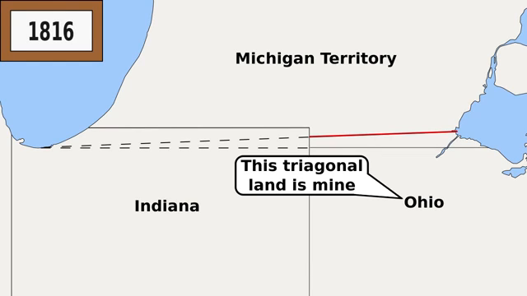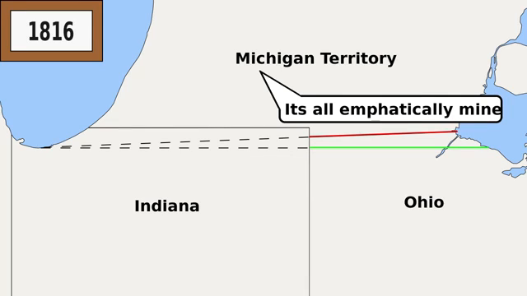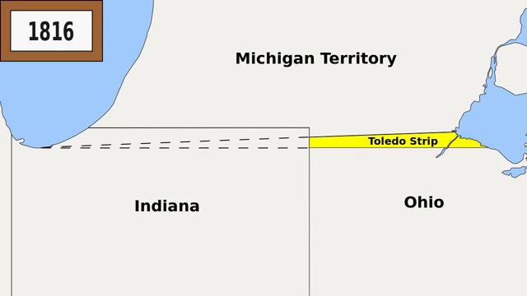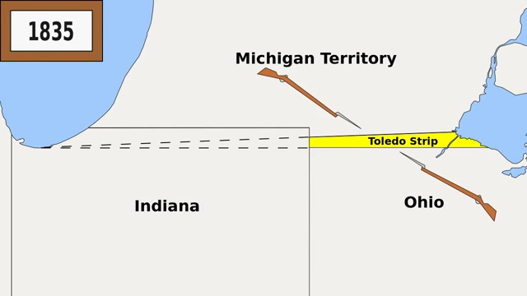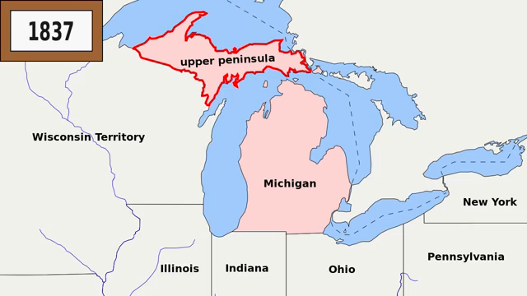In 1816, the line claimed by Ohio was surveyed. This angered the Michigan Territory, who made their own survey, which followed the federally defined line. The land between was called the Toledo Strip. Ohio blocked Michigan's attempts at statehood while they claimed the strip, and both sides used militias to defend their claim. Eventually, Michigan ceded the land to Ohio in exchange for the Upper Peninsula and statehood.